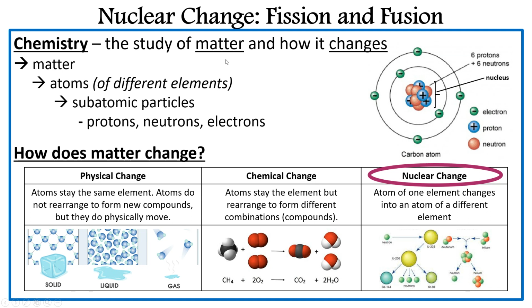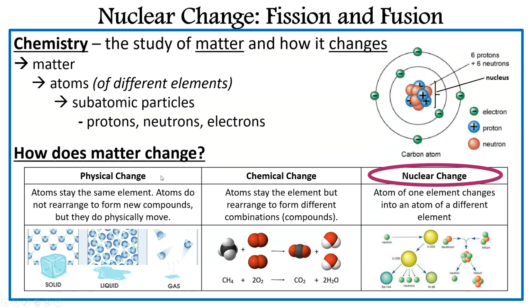So the study of matter and how it changes begs the question, well, how does it change? There are three main categories to think about when you think about matter changing. You've got your physical change, your chemical change, and your nuclear change. Our lecture today is focusing on nuclear change, which is why it's circled, but the other ones are part of how we understand this larger idea of matter changing.